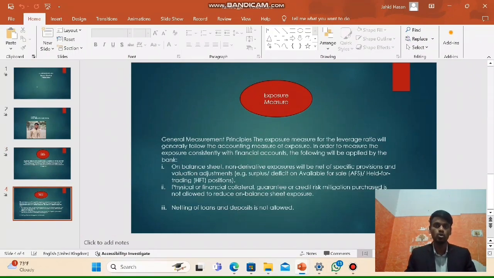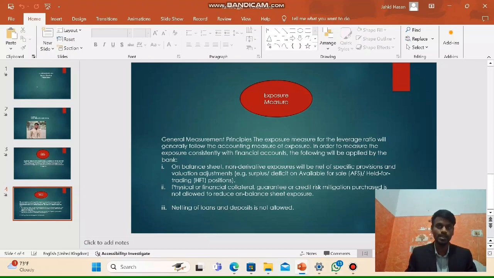Then we go to exposure measure. First of all, we have to know what exposure is. Exposure is the maximum potential loss a lender may incur if the borrower defaults. It is a risk measurement technique to assess the position of the lender and the characteristics of the borrower and the possibility of the loss.